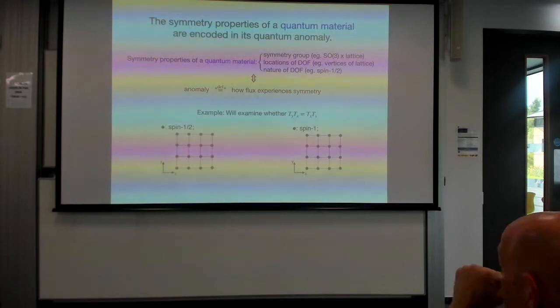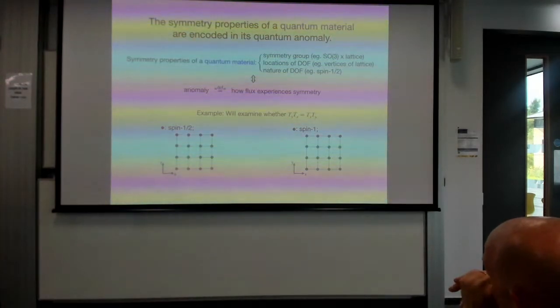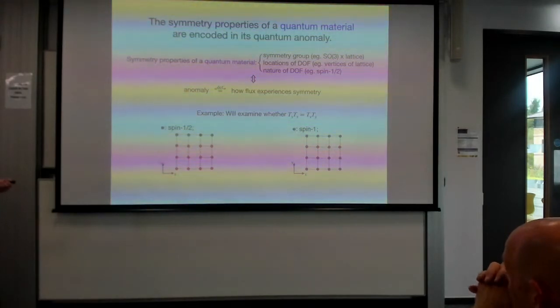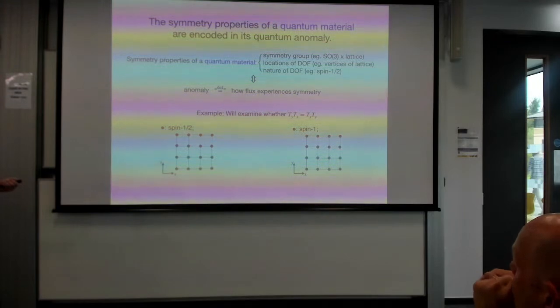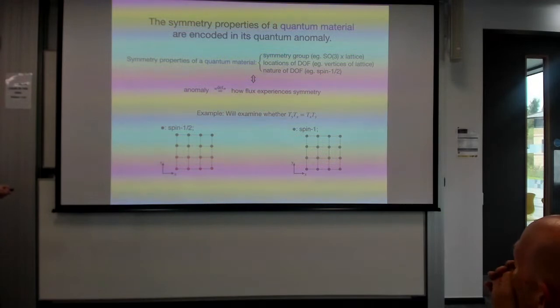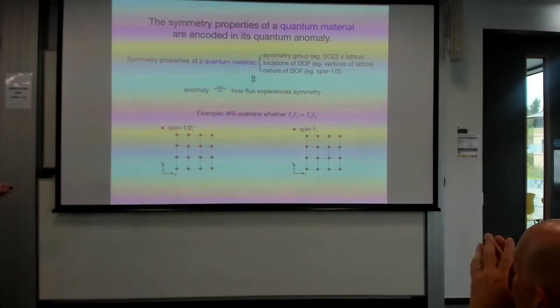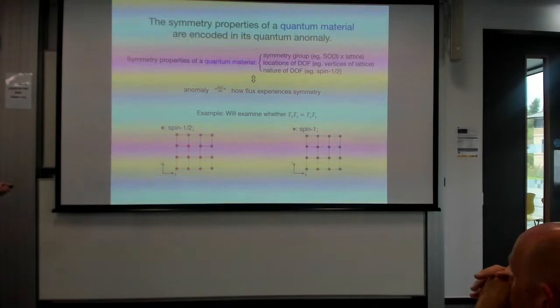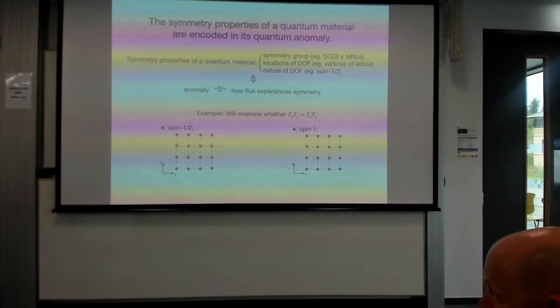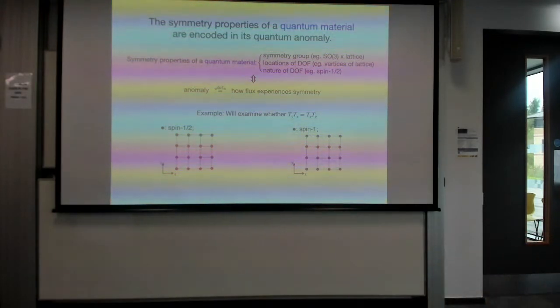Let me explain this through the example. Let's again look at the square lattice spin-1/2 system and square lattice spin-1 system. I will examine whether TxTy and TyTx are the same. This square lattice has two translation symmetries: translation along X, which I call Tx, and translation along Y, which I call Ty. I want to examine whether the effect obtained by first moving something along X and then along Y is the same as moving it along Y and then along X. So I want to examine whether the order between Tx and Ty is important.